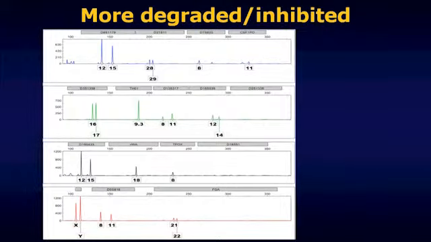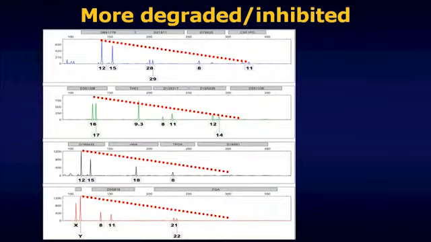But the ski slope is steeper here than it was on the previous slide, and I want to draw your particular attention to things that are happening way at the right-hand side of the electropherogram. Remember, on the right-hand side, that's where the DNA fragments that were being amplified are the biggest. That's where degradation, that's where inhibition are going to manifest themselves the most.